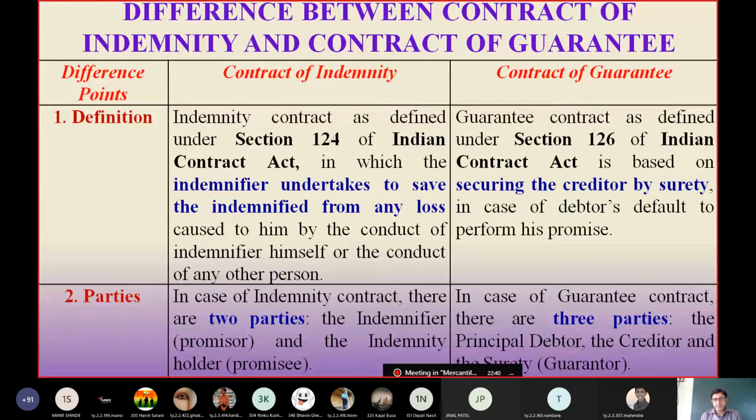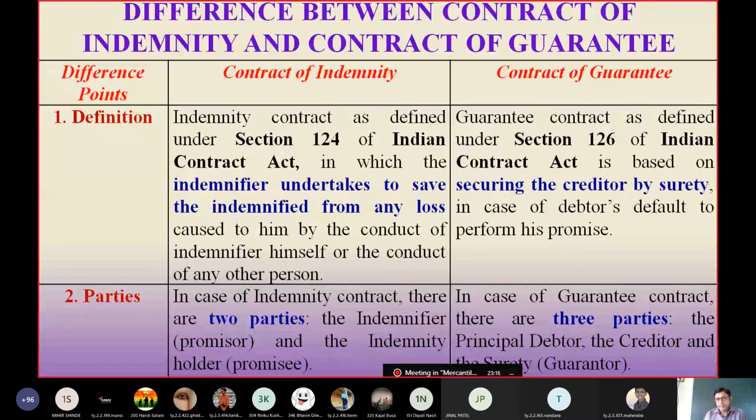What is guarantee contract, sir? Guarantee contract is defined under section 126 of the Indian Contract Act, and it is based on what, sir? It is securing the creditor. The most important point of guarantee contract is that it secures the creditor. Who is secured, sir? Creditor is secured. Who is providing such security, sir? Surety. When is the surety liable, sir? In case of the debtor's default to perform his promise.